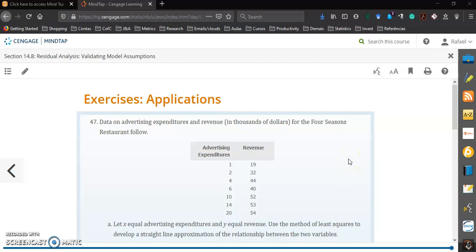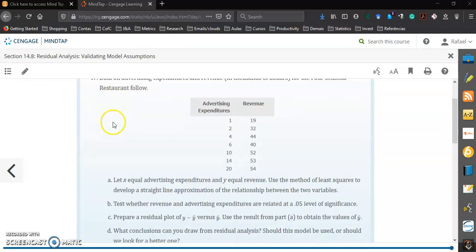Hi, in this video I'm going to show you one simple linear regression problem, and I'm going to solve it with the residual analysis, okay? So I'm in section 4.8, residual analysis, validating model assumptions. This is exercise applications, okay?